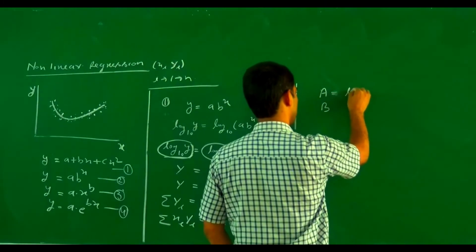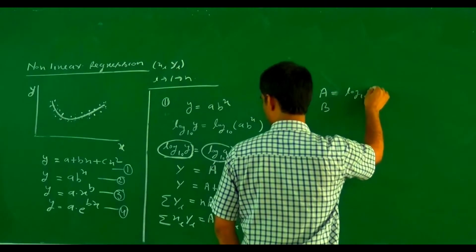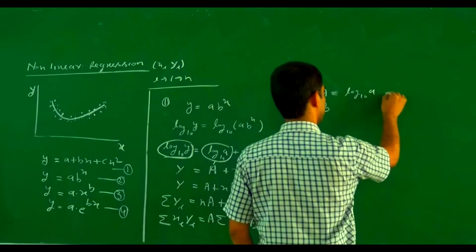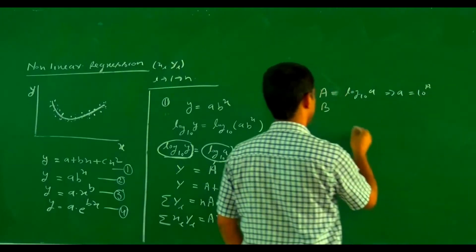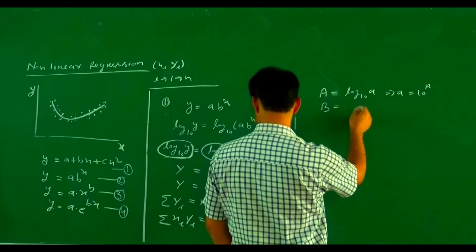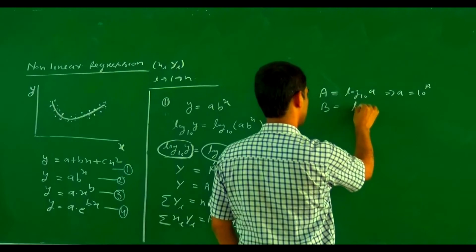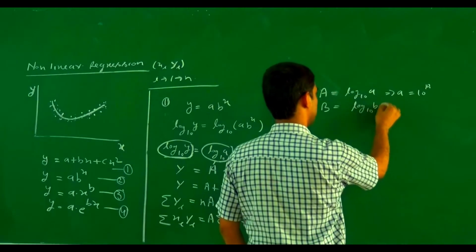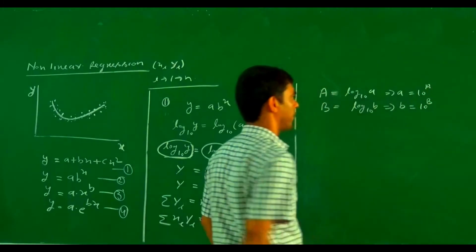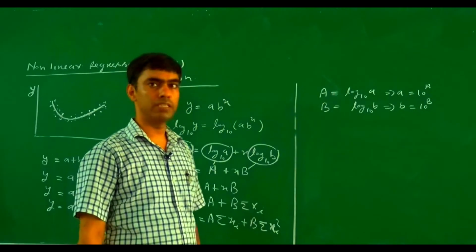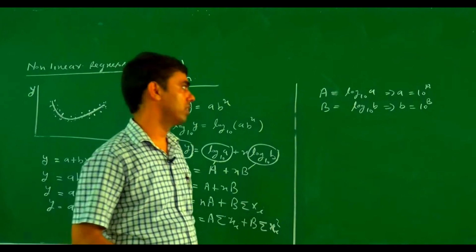And we know that once we find the values for capital A and B, capital A equals log base 10 of a. Then what is the value for a? Small a becomes 10 to the power capital A. And capital B equals log base 10 of b. This implies that b equals 10 to the power capital B. So what is the meaning of this? We take the anti-log.